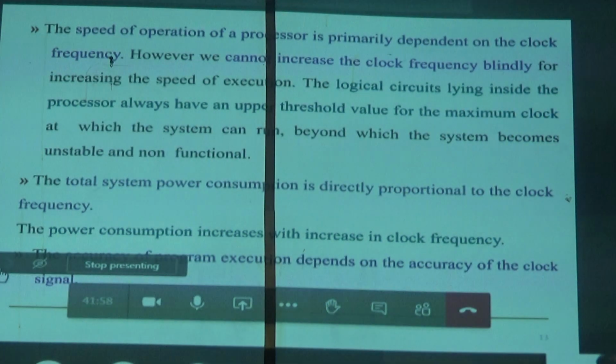The speed of operation of a processor is primarily dependent on the clock frequency. You know that some computers are faster and some computers are slower. Few laptops are faster and few laptops are slower. With respect to what? With respect to their performance. If you want high speed computers or high speed laptops, what you need to do is change the clock signal, the clock rate.